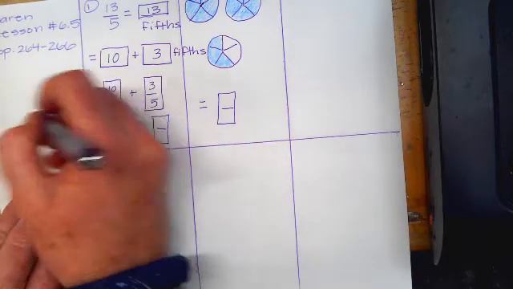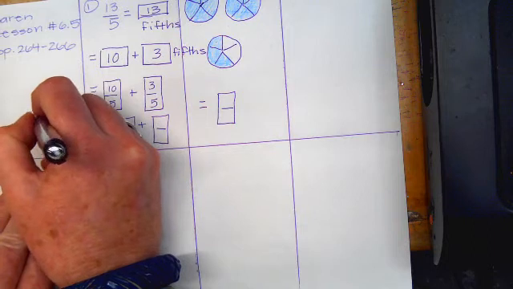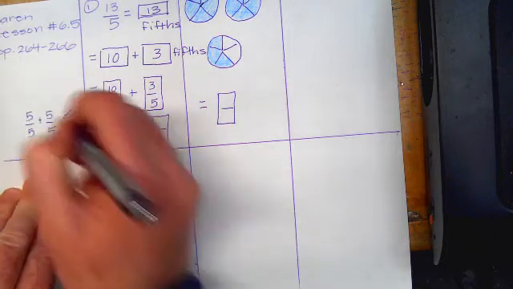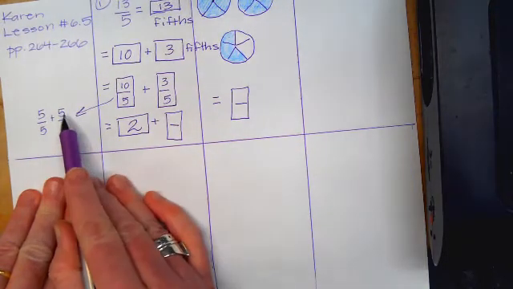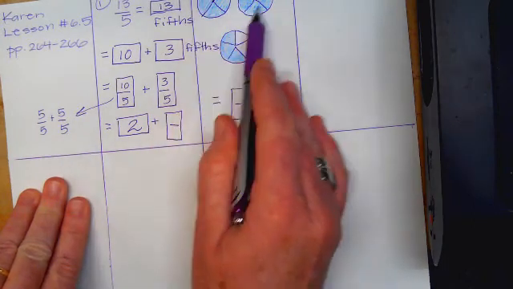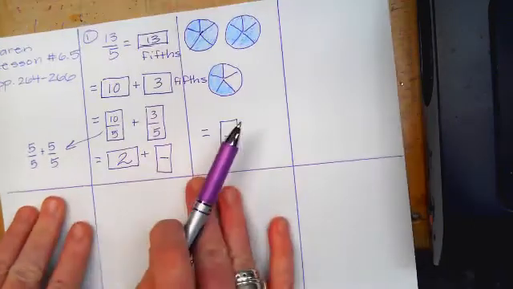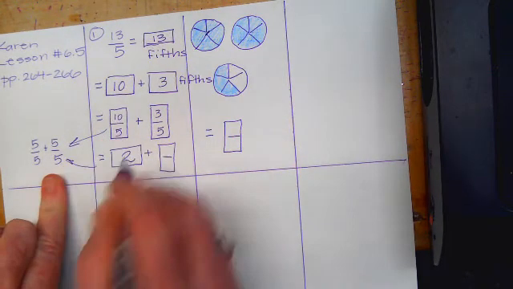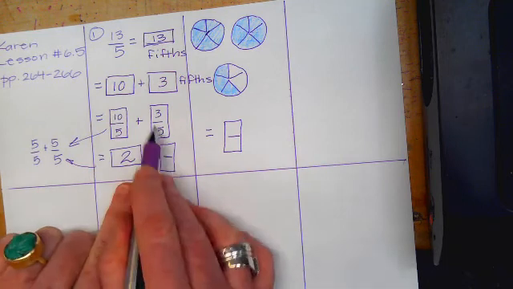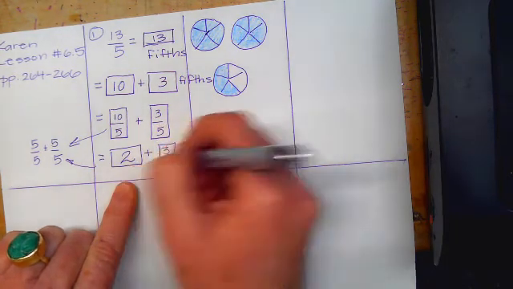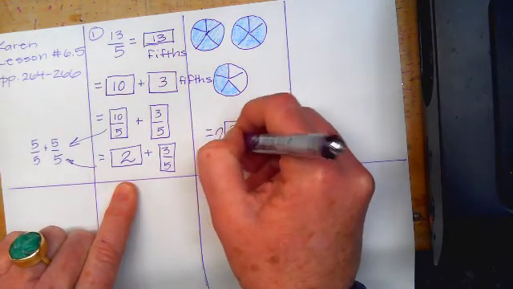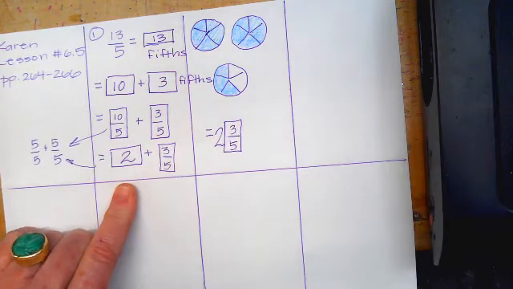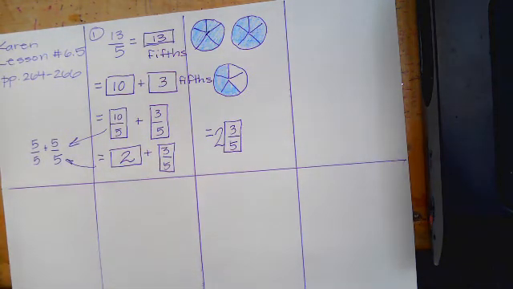And because I know that 10 fifths is the same thing as 5 fifths plus 5 fifths, right? 5 out of 5 is 1 whole. And so I have 10 fifths. So that means I have 2 wholes, right? That's where this comes from. You can even put a little arrow. I have 2 wholes. And then I still have the 3 fifths. And so that's going to equal 2 and 3 fifths. All right? So that's a way using a picture to figure that out.